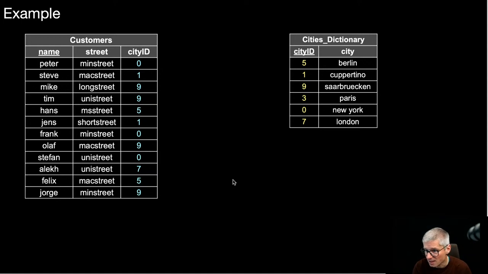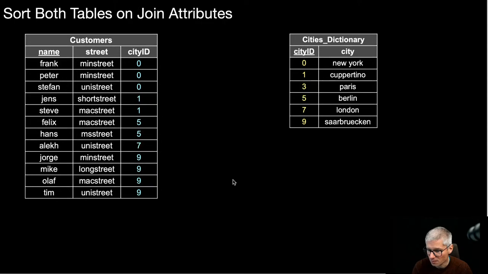Now let's look at how we can join those two relations using a third class of algorithms called sort merge join. The first thing we do is sort both tables on that join attribute. So we sort customers on city ID and we sort the cities dictionary on city ID. If it's already sorted on those attributes, fine, we don't have to do anything. But if it's not sorted, we sort it using whatever sorting method, it doesn't matter. Now you see it's sorted in ascending order. Descending will also work, but I assume ascending order for both.